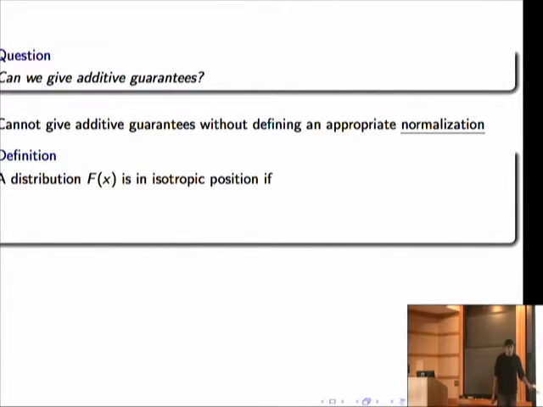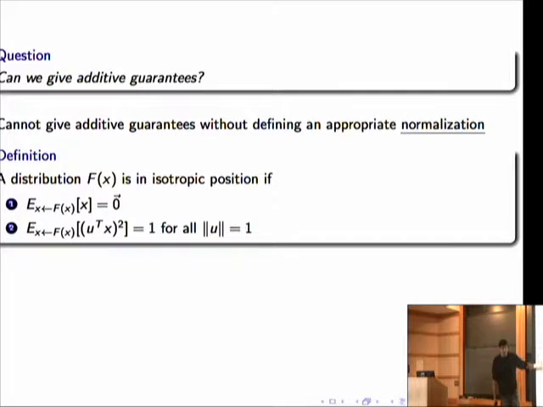So what I'll describe in the bulk of the talk will be getting additive guarantees when you assume that the mixture of two Gaussians is in isotropic position. So a distribution f of x is said to be in isotropic position if, first of all, the expected value of x sampled from f of x, which is a vector because it's a multi-dimensional distribution, is the all-zero vector, so if its mean is 0 in all directions.